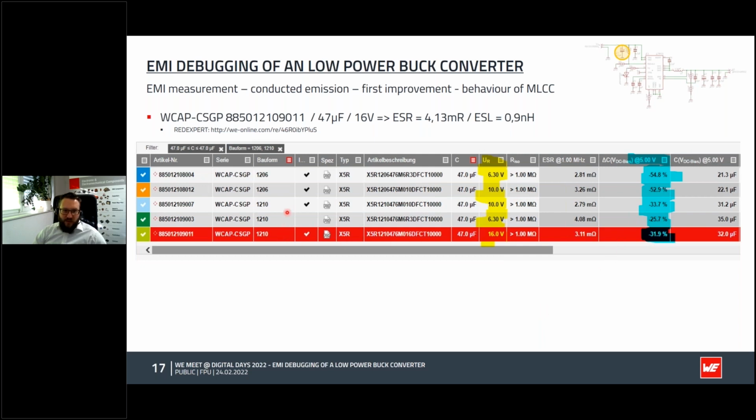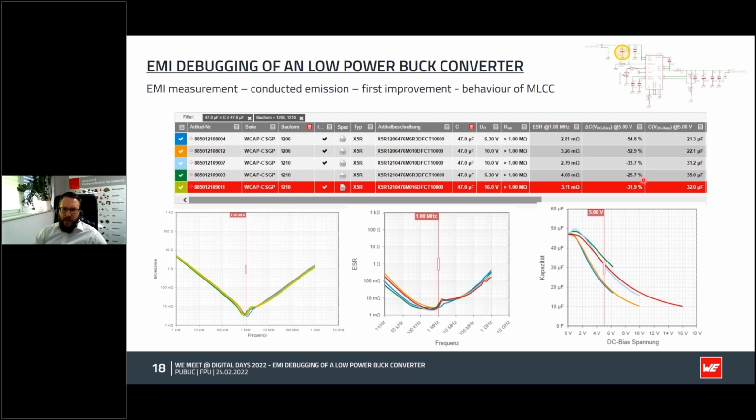It really depends on the size. Smaller case sizes will lead to a higher capacitance drop. This is what I also showed here. If you compare 1206 and 1210, there's maybe half of the resulting capacitance. So please keep this in mind. When you want to have a closer look at it, we have it in our online tool, Expert. You can compare the curves.